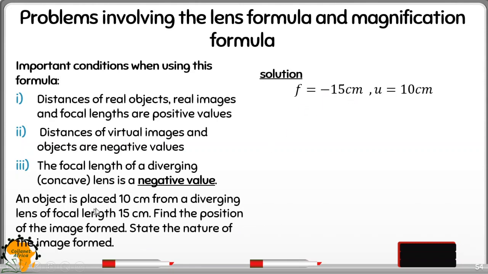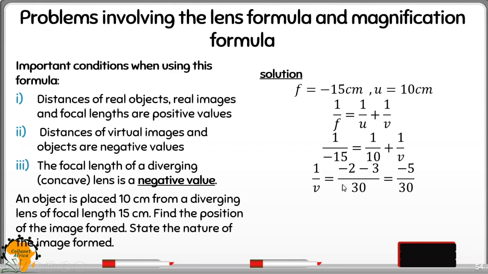F is negative because we are considering a diverging lens. So we have F equals negative 15 centimeter. We have U, which is 10 centimeter. So applying the lens formula, we have 1 over F is equals to 1 over U plus 1 over V. We substitute the values here. We get that 1 over V is equals to minus 2 minus 3 over 30, which is negative 5 over 30. You get that V is negative 6 centimeter. This implies that the image is virtual and it is 6 centimeter away from the lens.